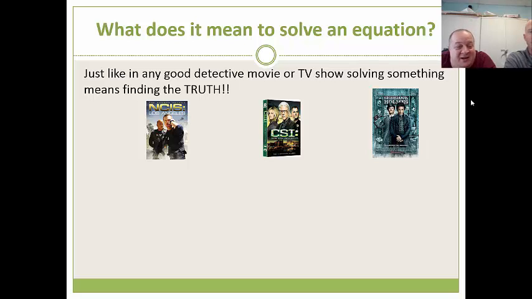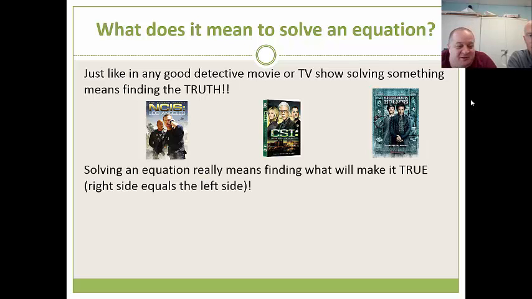What does it mean to solve an equation? You've got to look at it like a good detective movie. There are NCIS and CSI, Sherlock Holmes for the old school. You've got to find the truth. Solving an equation really means finding out what's going to make it true. The right side has to equal the left side, or the left side has to equal the right side.